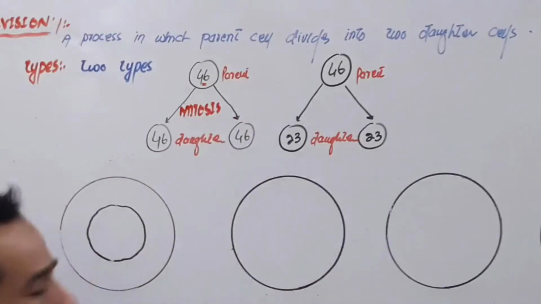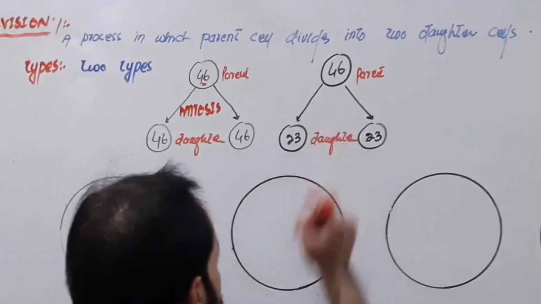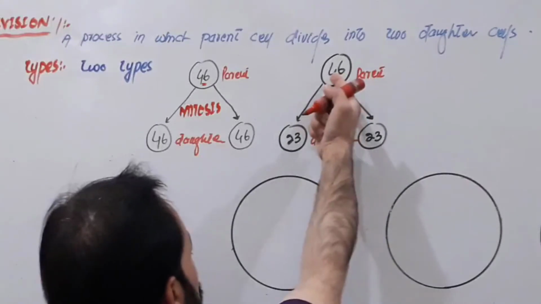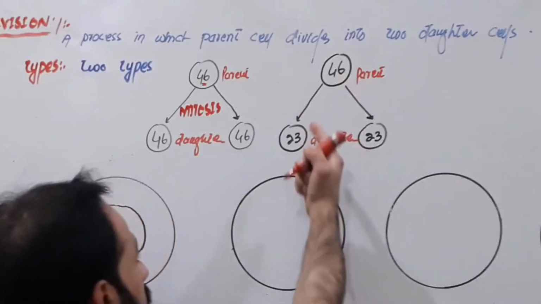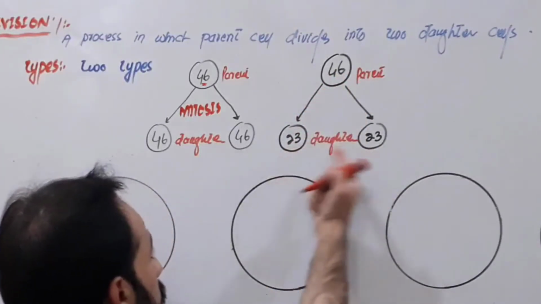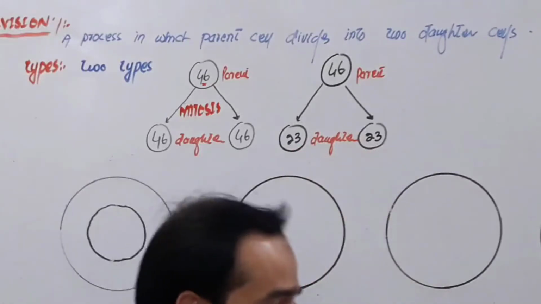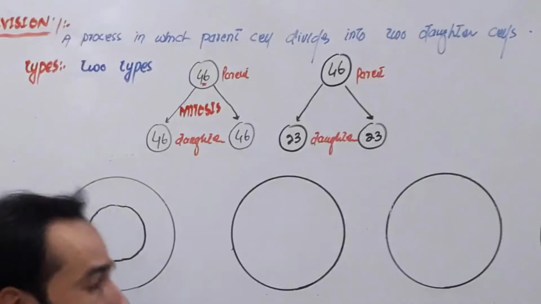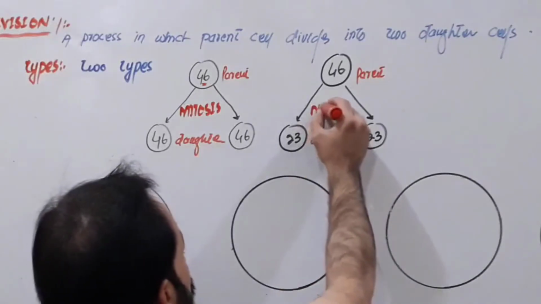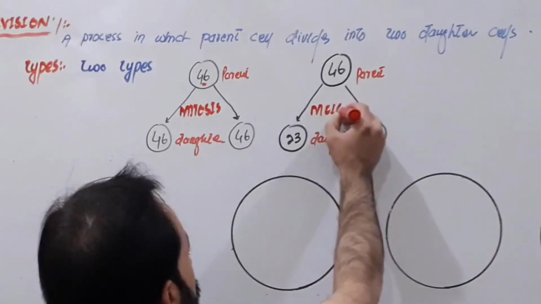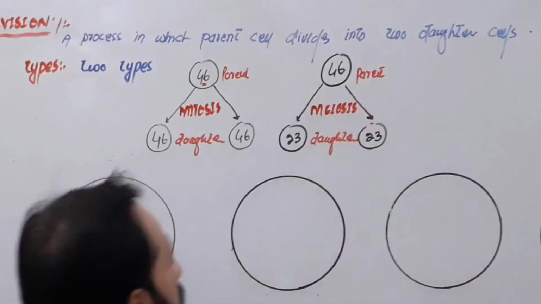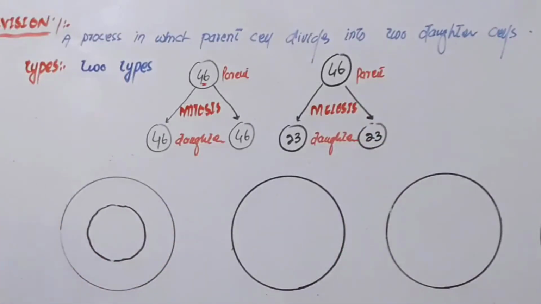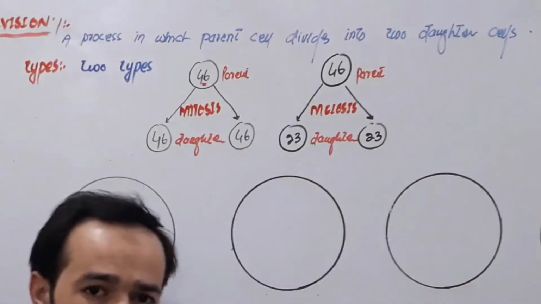mitosis. Clear? And here, if you can see, the number of chromosomes here is 46, and in these daughter cells, the number of chromosomes has been reduced, has been made half. Such division is called meiosis. Right? So now you know better what the difference between mitosis and meiosis is.